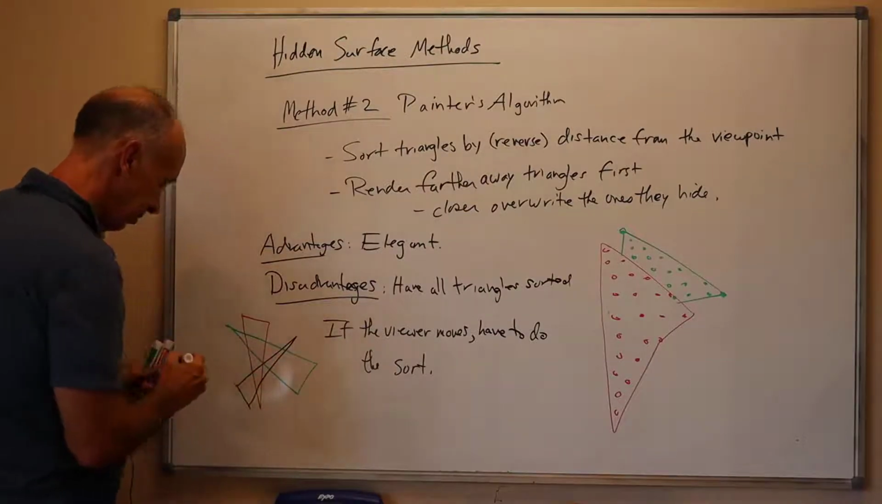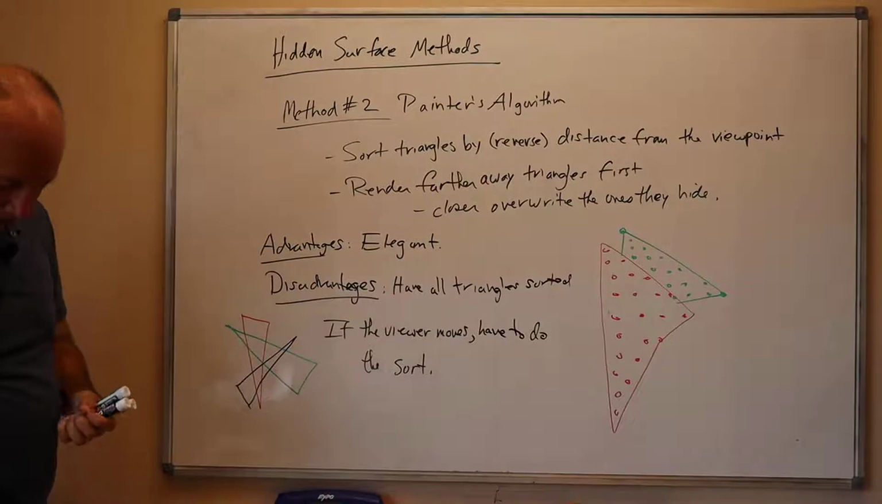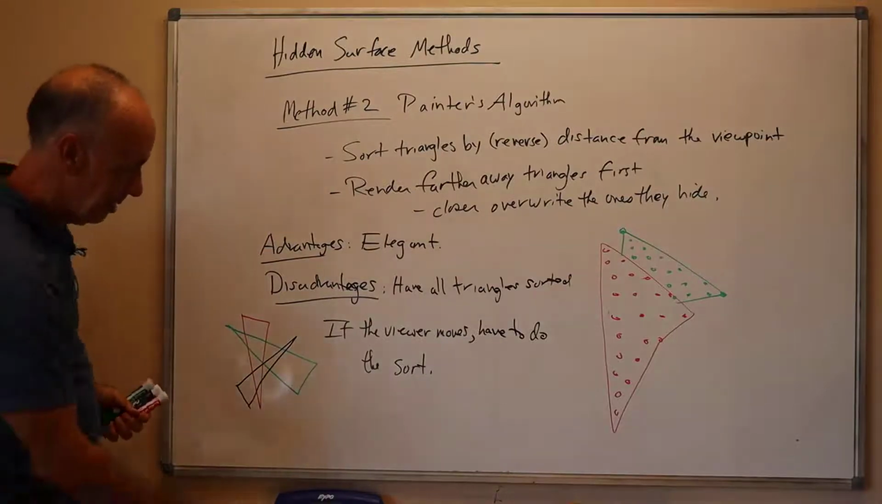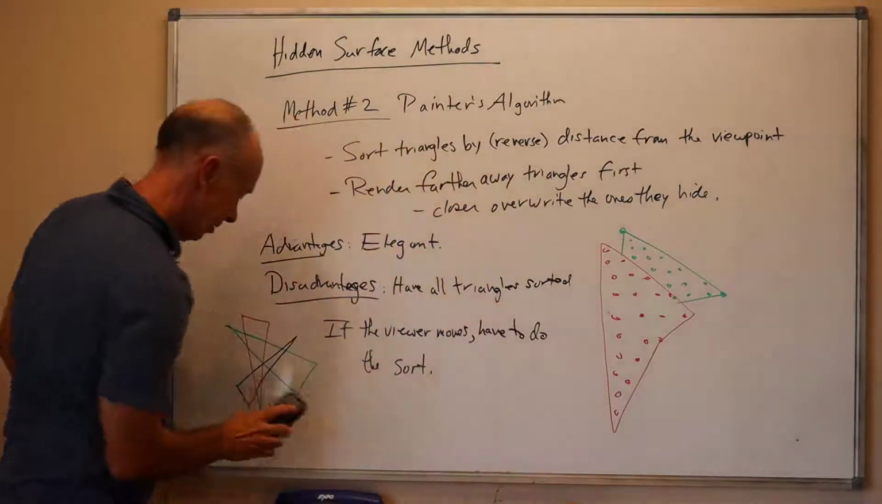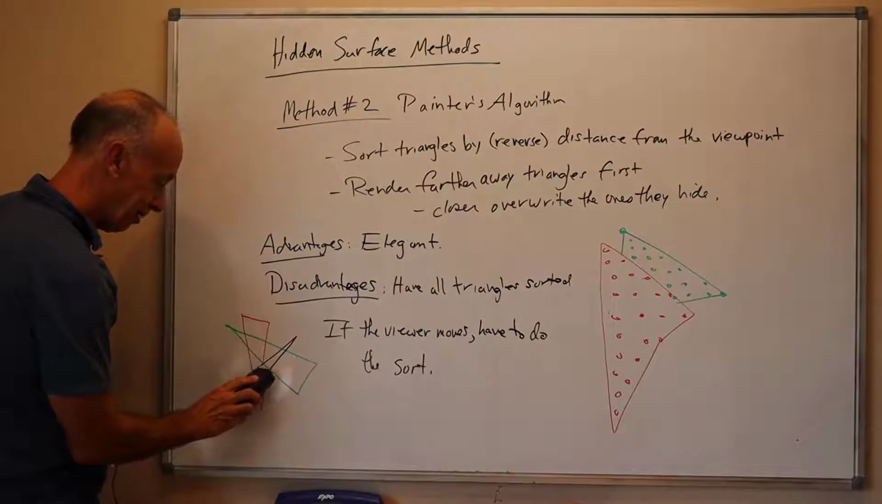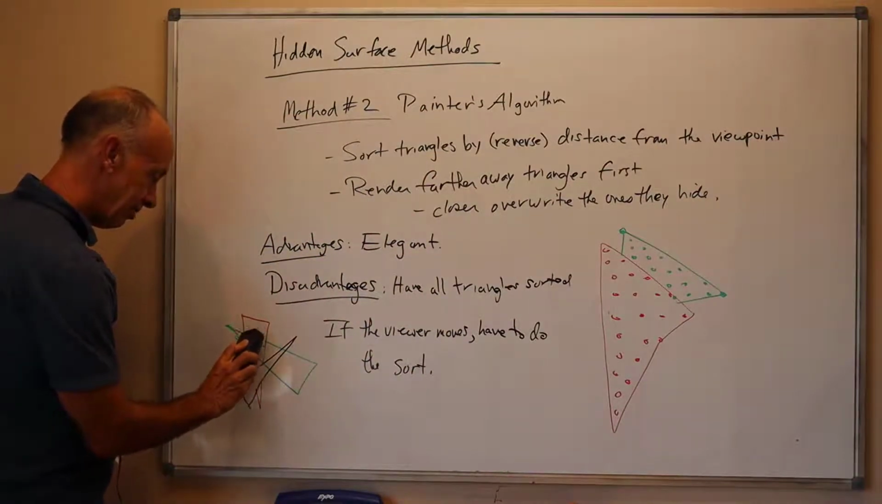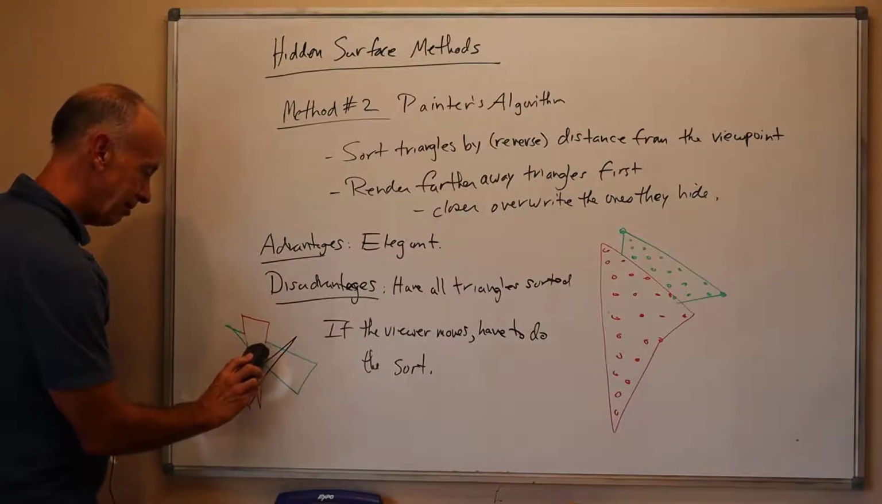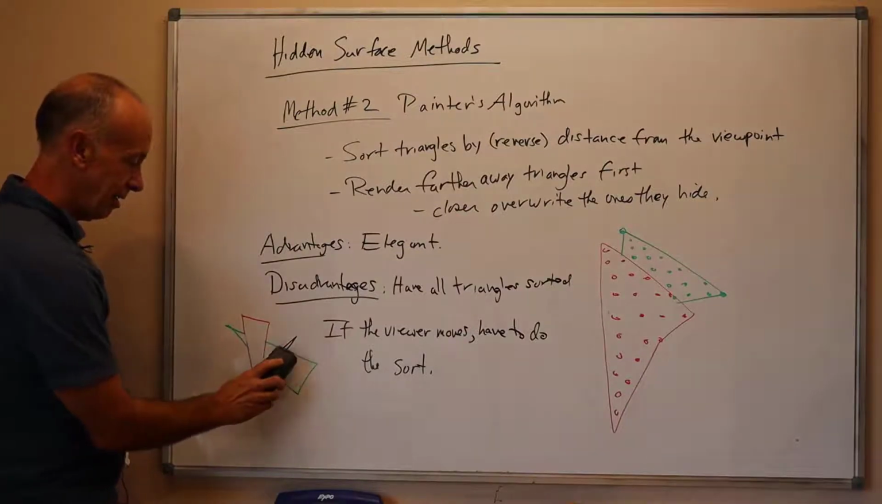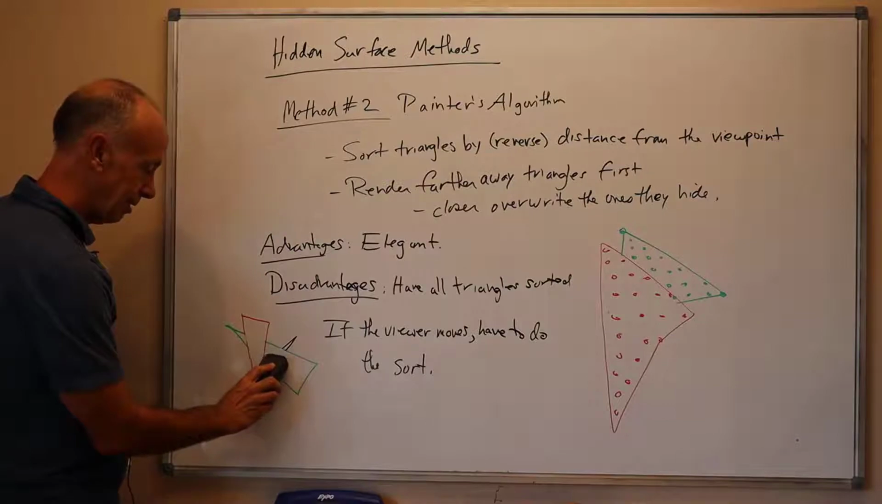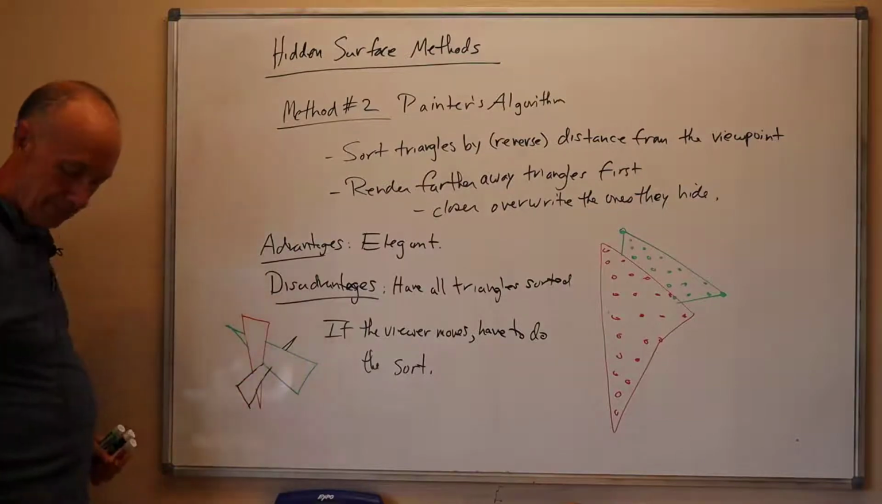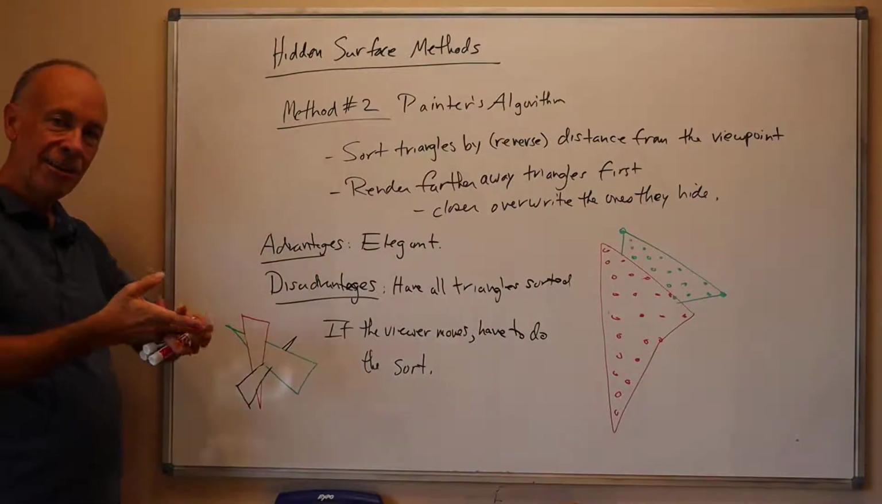And it could be that in all three cases, the thick part of the triangle is closer than the thin part of the triangle. So this part of the black triangle blocks the red triangle. This part of the red triangle blocks the green triangle, and this part of the green triangle blocks the black triangle. So the triangles are interleaved.